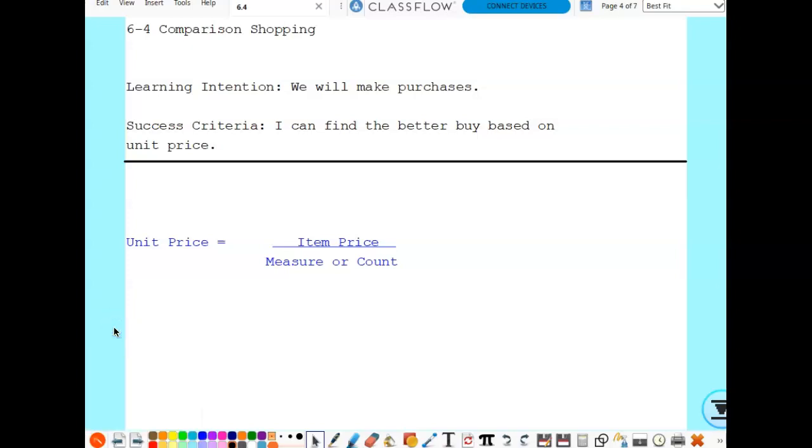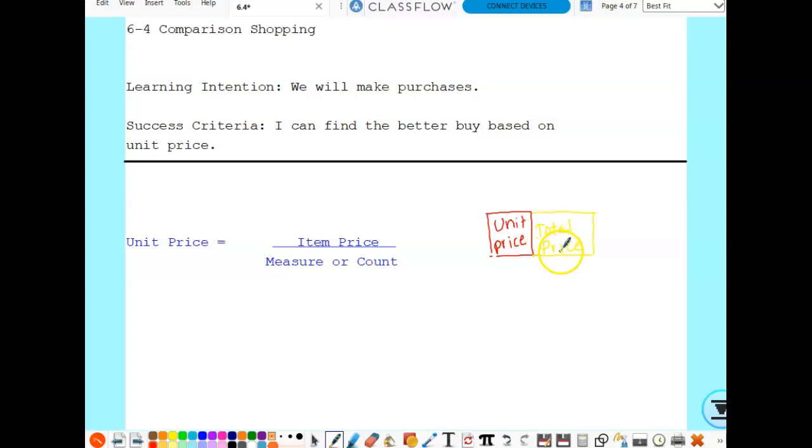Section 6.4 is comparison shopping. What we want to do when we comparison shop is find the better buy based on the unit price. If you have ever been to Walmart, you notice that on the tags next to each item, they have a red side and a yellow side. The yellow side is usually the total price for the whole package, but the red side is the unit price.